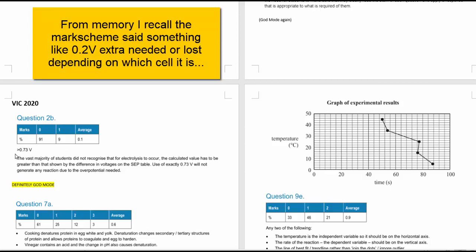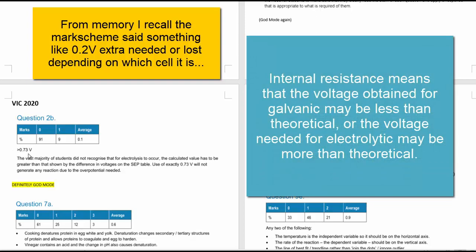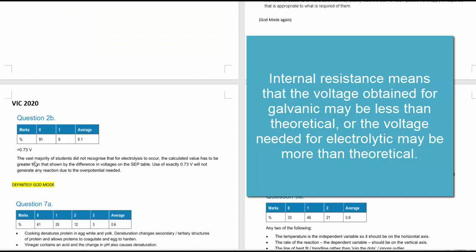I claim that in one of the IB mark schemes, which is decades and decades and decades ago, I can't find it, there's thousands of IB mark schemes, that the answer here is 0.73, but they've gone for greater. So for electrolysis and galvanic cells, there's internal resistance. They've called it overpotential, but it's just easier to say that there's internal resistance in the circuit.